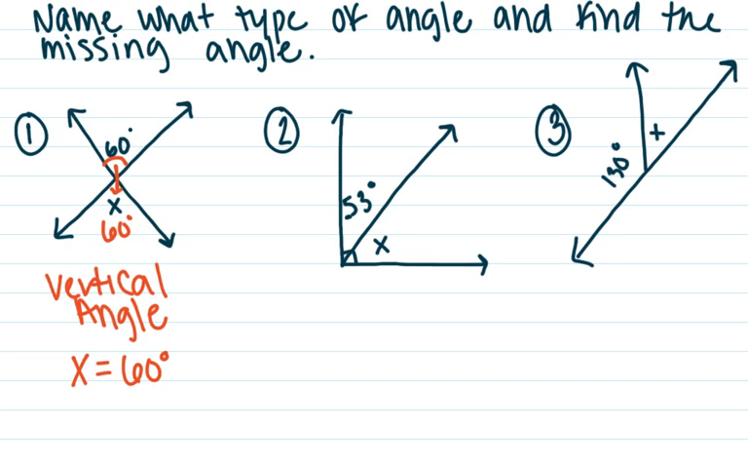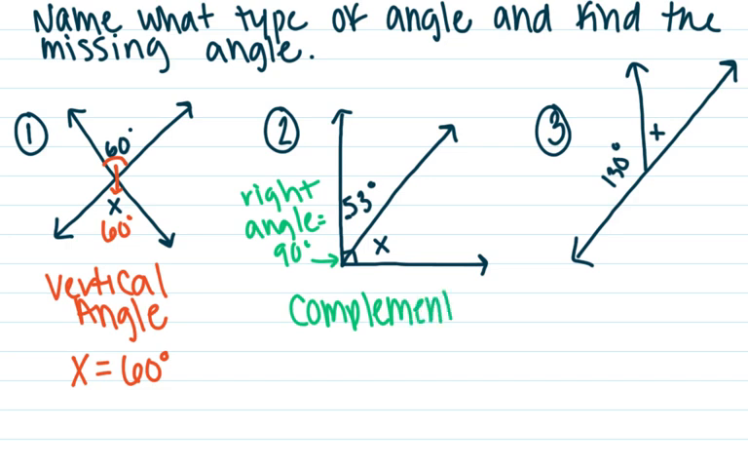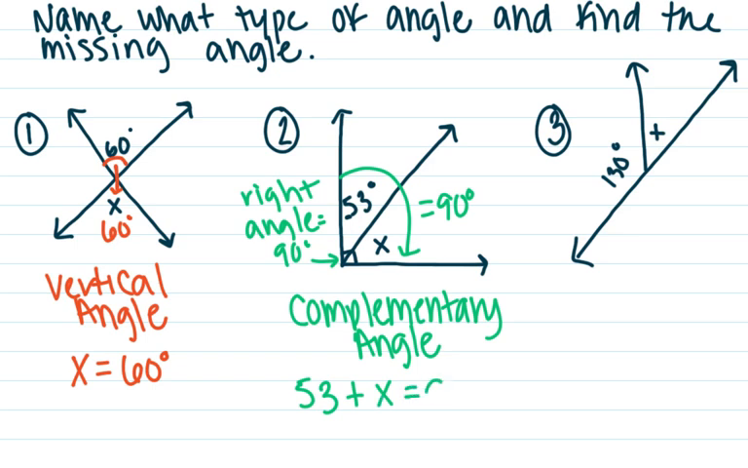Number 2, I see this little box right here. And just as a reminder, that little box is telling us that we have a right angle, and right angles equal 90 degrees. In terms of the angles that we just talked about today, complementary angles have to equal 90 degrees. So complementary angle is this type of angle. And because I know that these two angles together have to equal 90 degrees, I can actually set up an equation and figure out what x is going to be here.